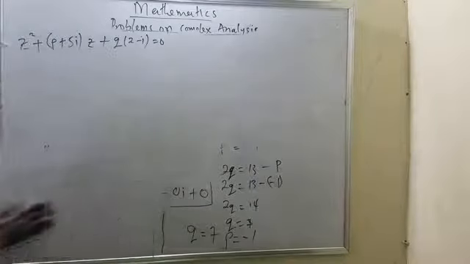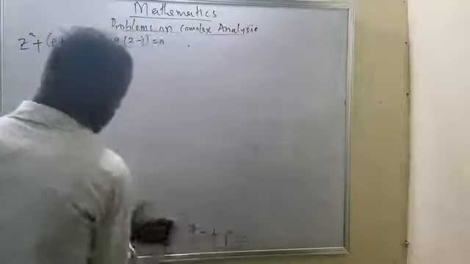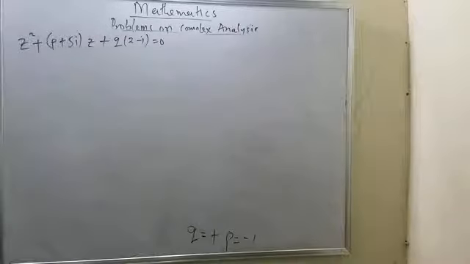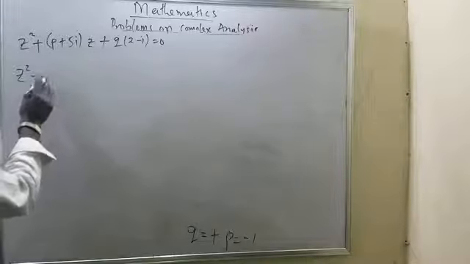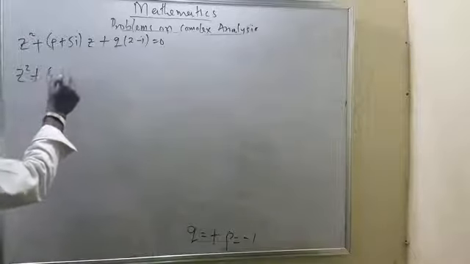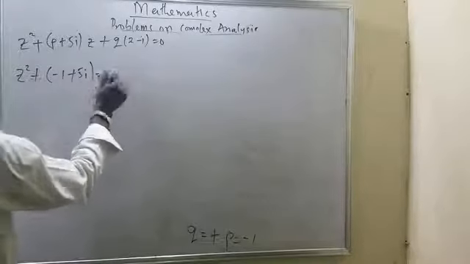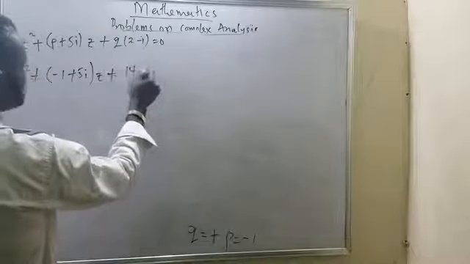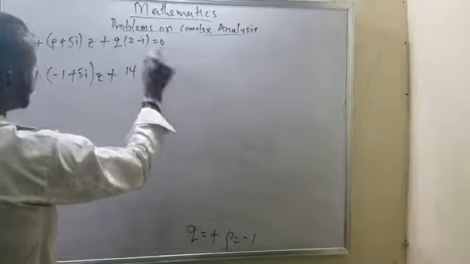What I would need to do is that I know what my p is, I know what my q is. My p and q, I'll just come to the function, which is my z squared plus, what is my p? I will have bracket of minus 1 plus 5q into z, and plus, what is my q? I'll be having 14 minus 7i equals to 0.